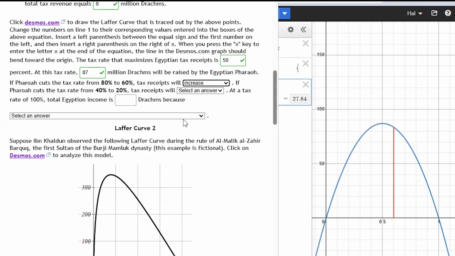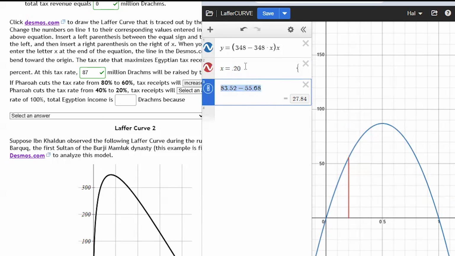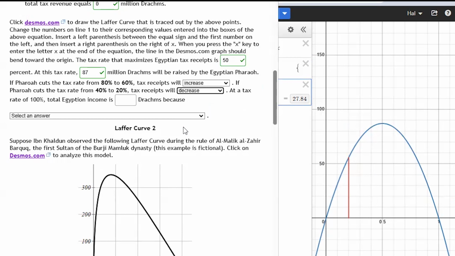If pharaoh cuts the tax rate from 40 to 20%, so if we go from 40%, tax revenue is 83.52. If we go down to 20%, tax revenue is 55.68, these same numbers. So when the tax rates are cut from 0.4 to 0.2, from 40% to 20%, tax revenue declines by 27.84.